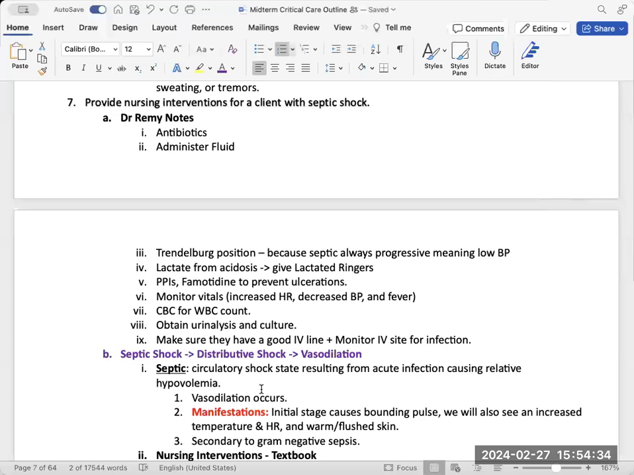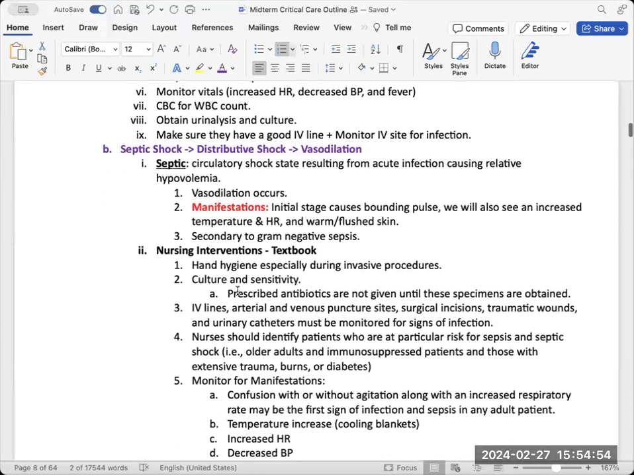If there's bacteria in their urine and what kind of bacteria. So we want a urinalysis and we also want cultures, right? And lastly, we want to make sure that they have a good IV site and that IV site is free from infection because that's only going to make this septic shock worse. Are there any questions or anything anyone wants to add?